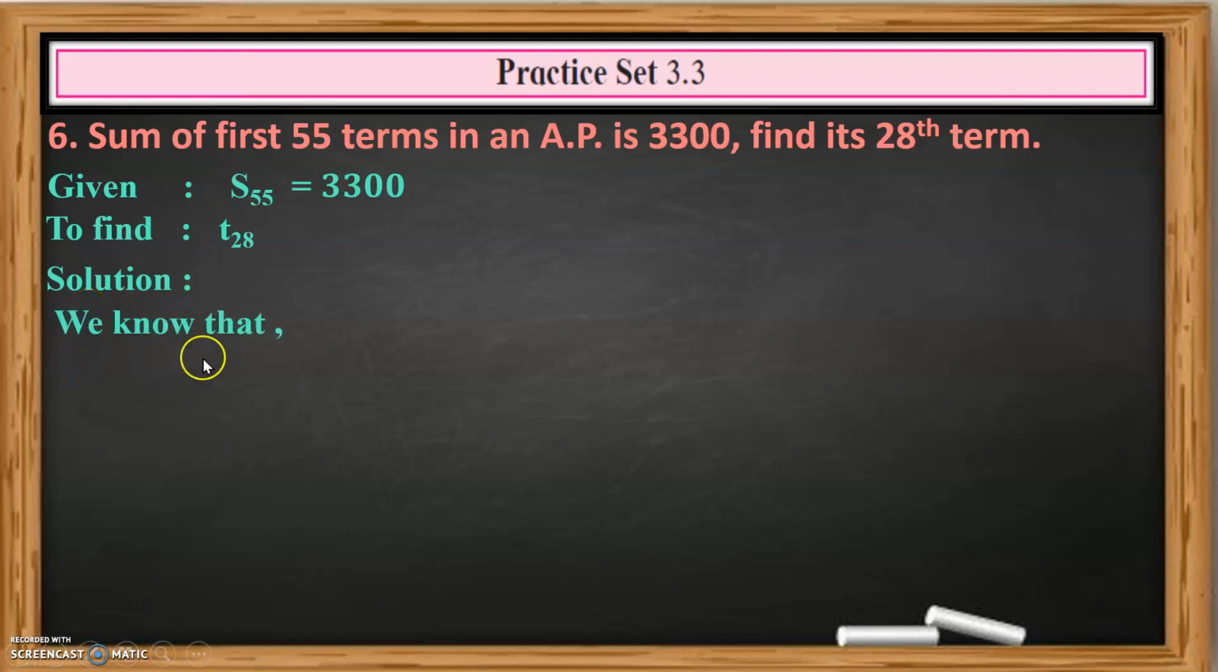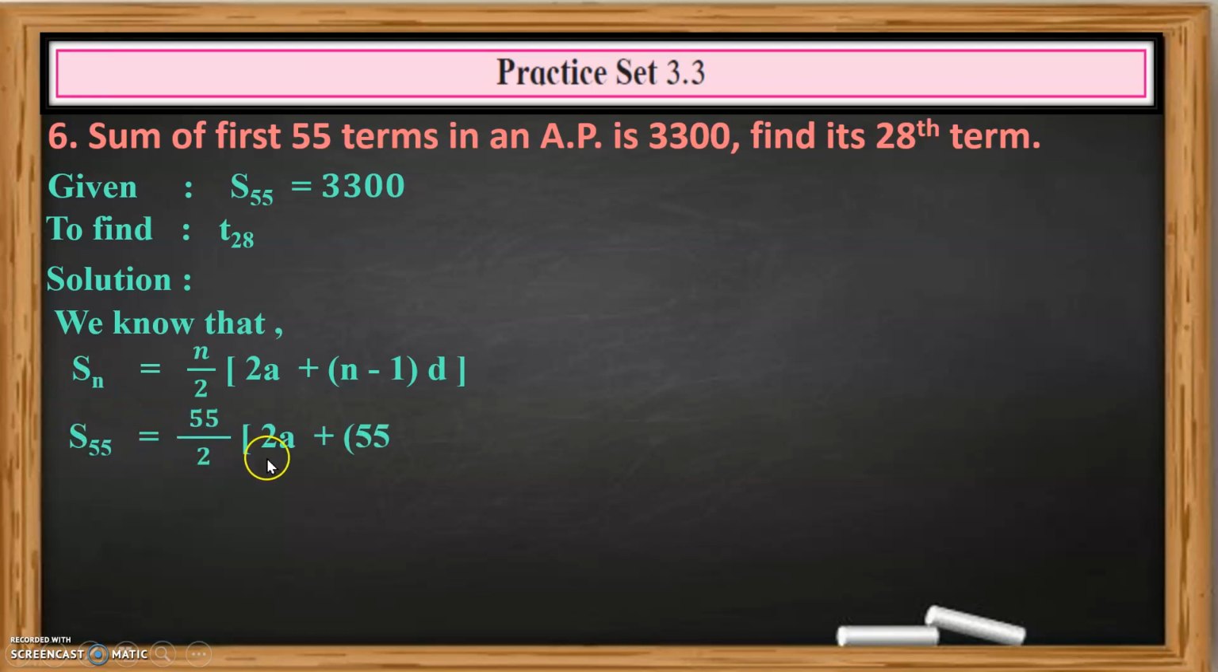We know that Sn is equal to n upon 2 into 2a plus n minus 1 d. Now we substitute. Next step, S55 is equal to 55 upon 2 into 2a plus 55 minus 1 d. Here we do not have the value of a and d, so we keep them as it is. Now S55 is 3300, so next step we will be writing 3300 is equal to 55 upon 2 into 2a plus 54d.